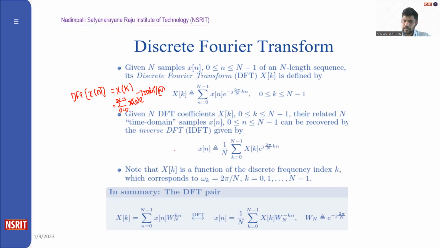And then there is the IDFT, the inverse discrete Fourier transform. The concept is that we can convert time to frequency and frequency to time for a discrete signal, so we use the DFT as well as the IDFT. Here we have the twiddle factor. Basically, the twiddle factor W_N is equal to e to the power of minus j 2 pi by N. Using this we can easily write the formulas.